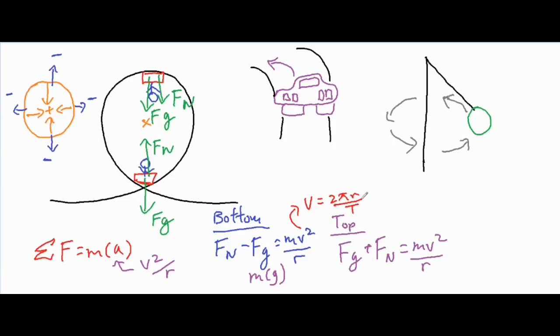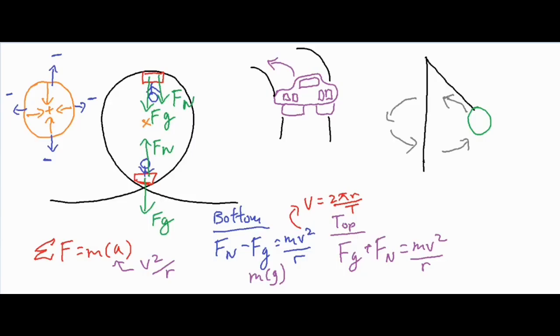Capital T, as I said before, is the period, the amount of time it takes to complete that circle. So this velocity is basically just giving you a certain rate at which it's completing that circle. So oftentimes you may need to take that 2 pi r over t and slide it in to where that v is.